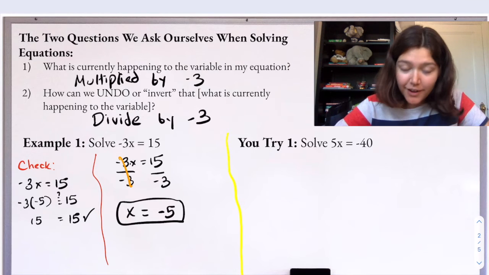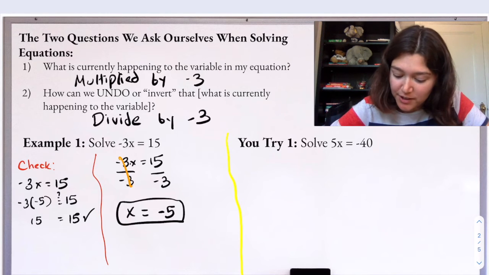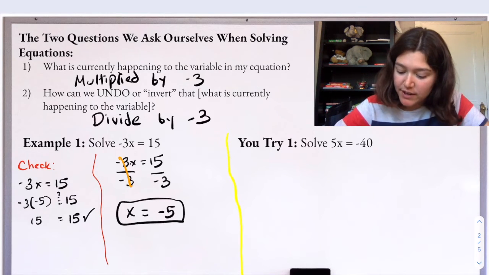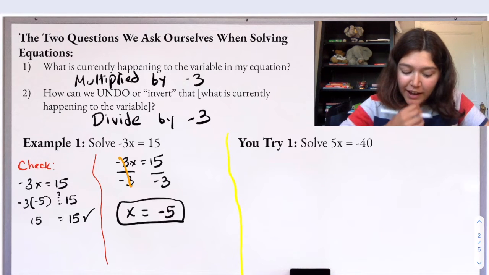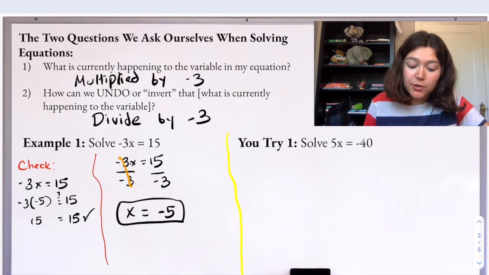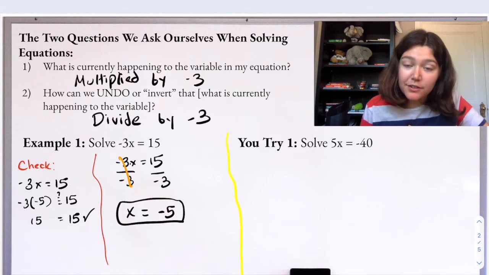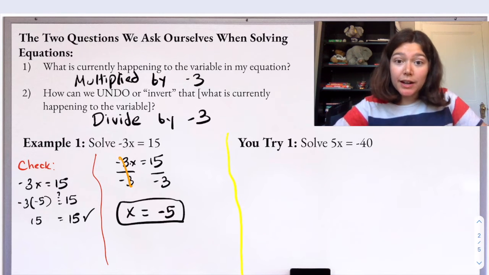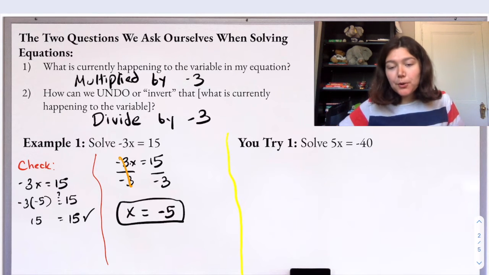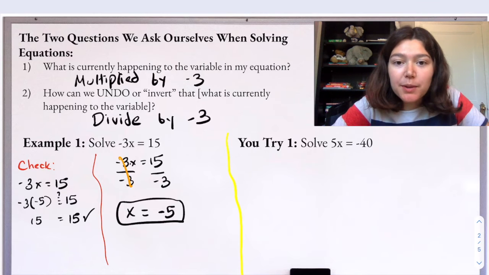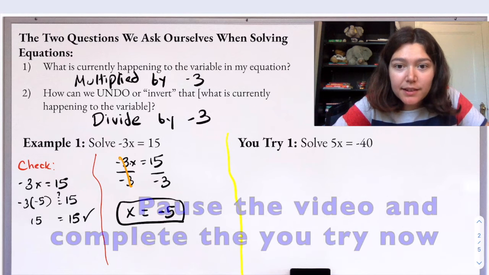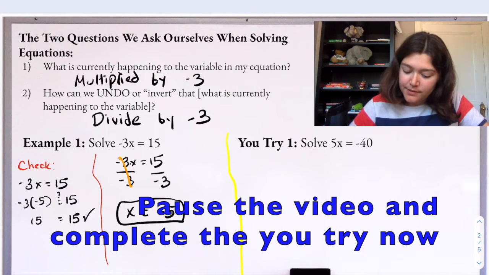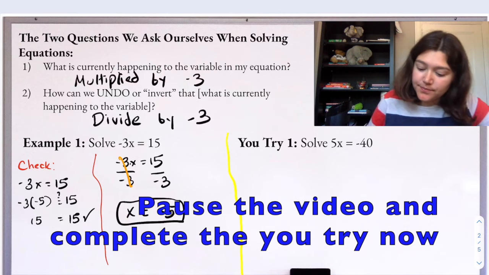Okay, awesome. Now I want you to try number 1. So solve 5x equals negative 40. Again, you want to ask yourself these two questions. What's currently happening to the variable in my equation? And then how can I undo that? And whatever I need to do to both sides of the equation in order to keep my equation true and balanced. Okay, so go ahead and do that.